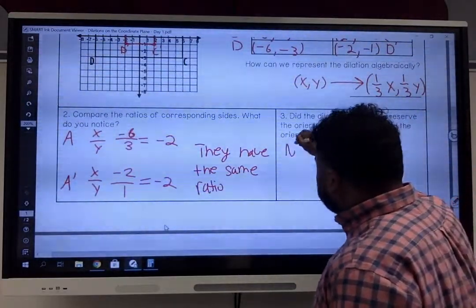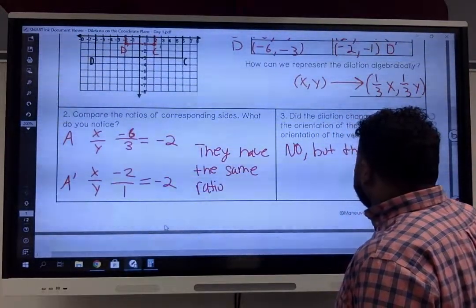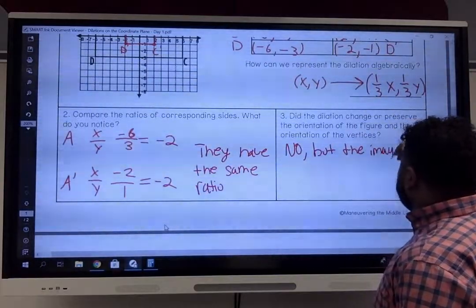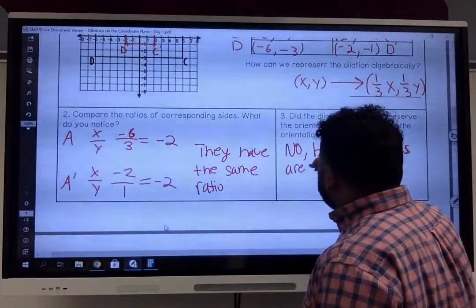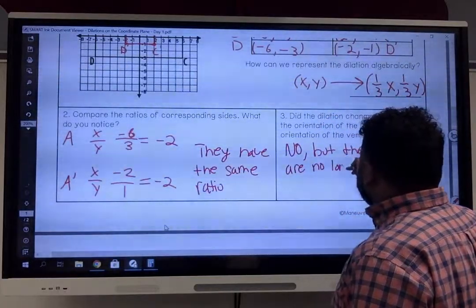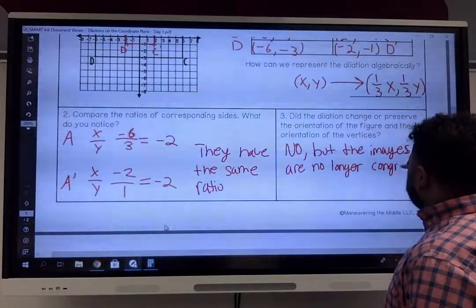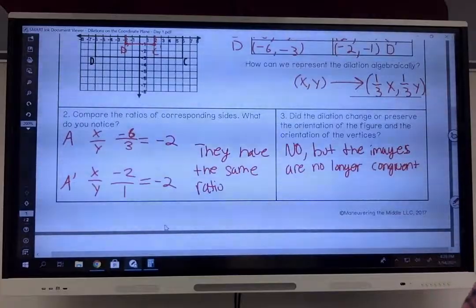No, it does not. But the images, okay, are no longer congruent. Congruent kind of means same.